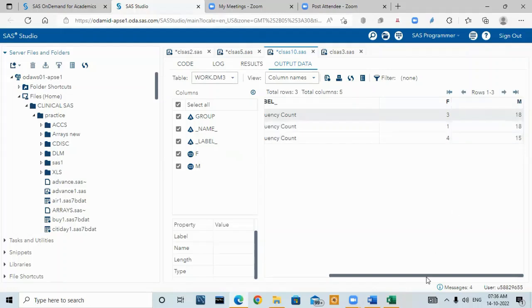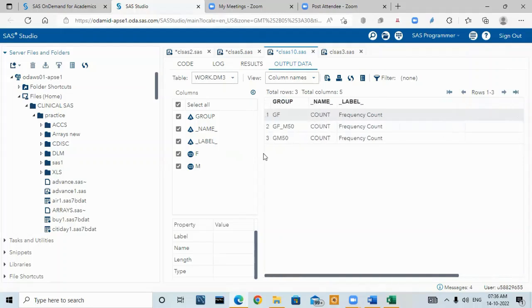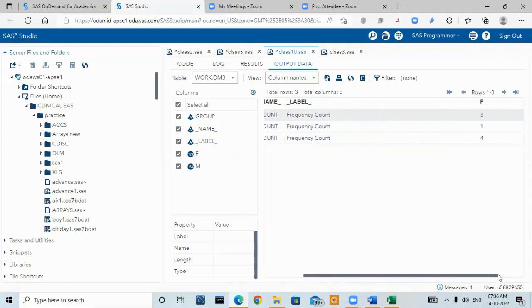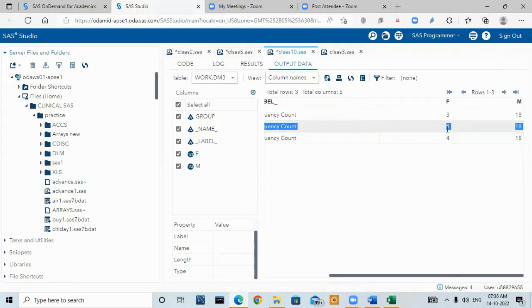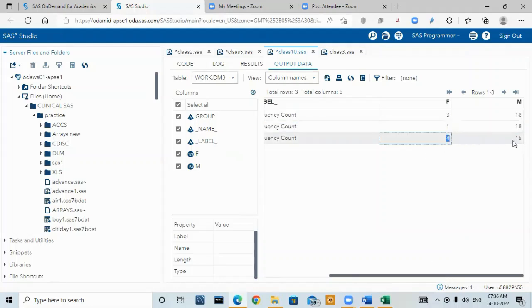And also the values are grouped by what? Grouped by groups. Means for the GF, there is a separate value, 3 and 18, right? Similarly, for the second group, GF M50, we have a separate value in the second row. You can see this is the GF M50. Similarly, the GF plus M50 has a separate value. So the values are separated by group.